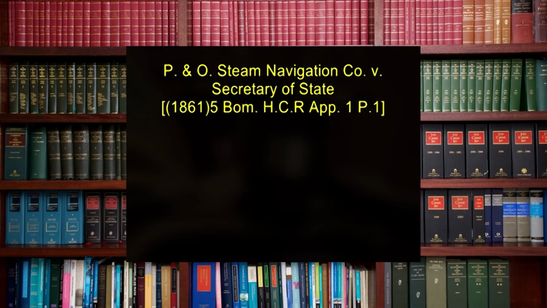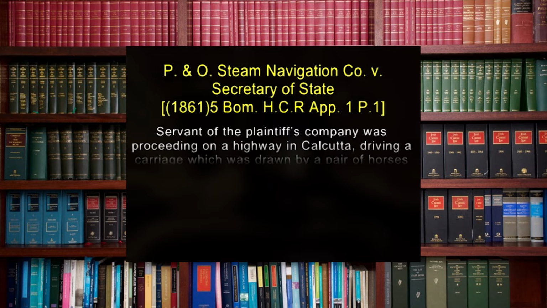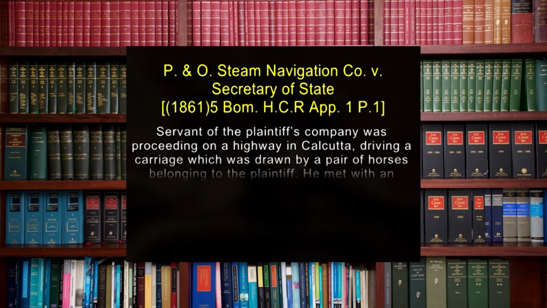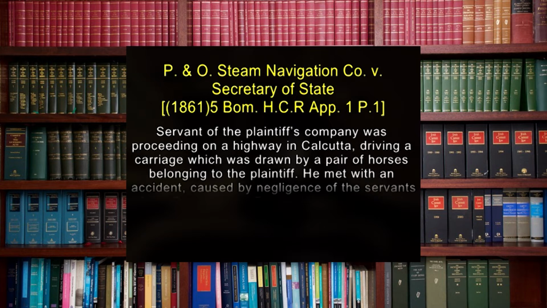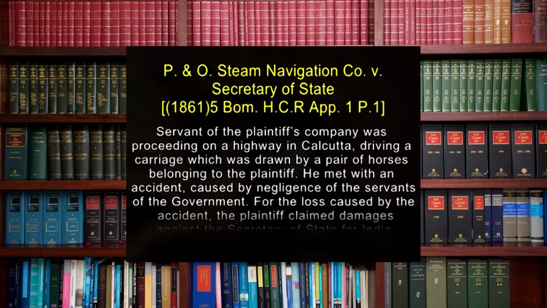The point as to how far the state was liable in tort first directly arose in the case of P&O Steam Navigation Company versus Secretary of the State. The facts of the case were that a servant of the plaintiff's company was proceeding on a highway in Calcutta, driving a carriage drawn by a pair of horses belonging to the plaintiff. He met with an accident caused by the negligence of the servants of the government. For the loss caused by the accident, the plaintiff claimed damages against the Secretary of the State for India.